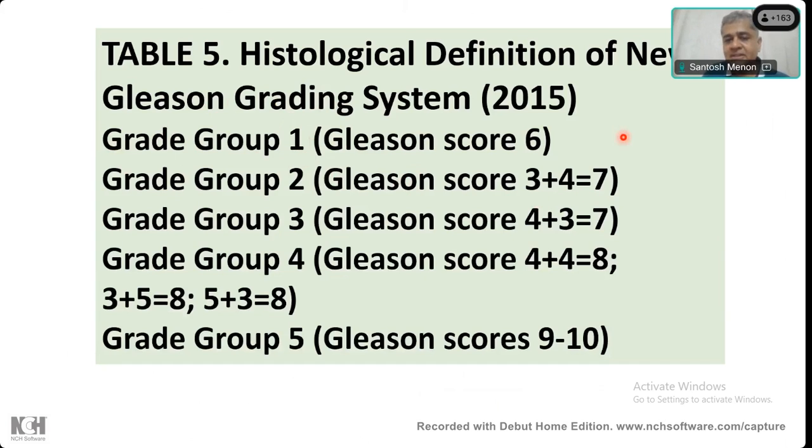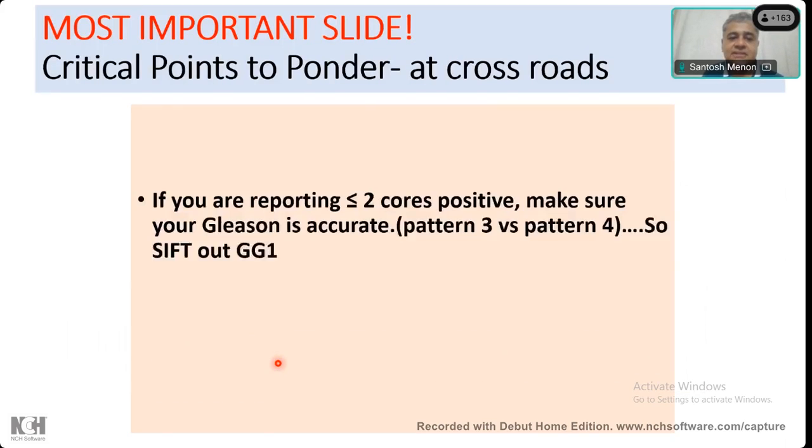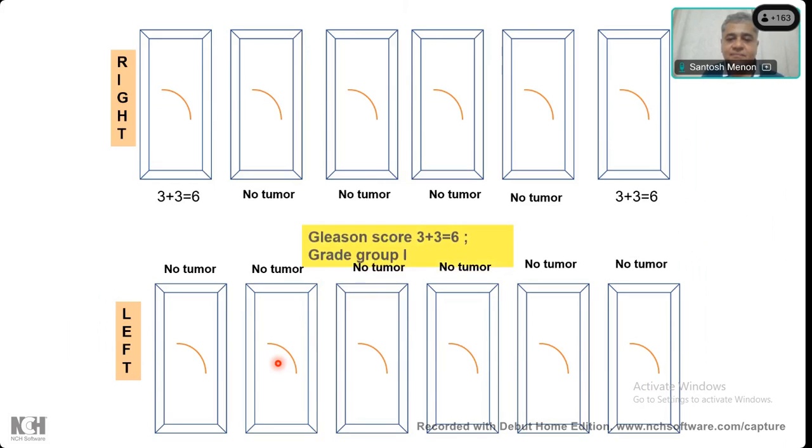Okay? The same way, they have found that if the patient has a lot of pattern 4 in the core, say 80% 4 and 20% 3, that would fare worse than a patient who has 80% 3 and 20% 4. So they have split this into 2 groups, grade group 2 and grade group 3. And similarly, all totals which come up to 8 are put in grade group 4, and all Gleason 9 and above are grade group 5. Fine. So this is your grade group system, and this is again the same thing which I said.